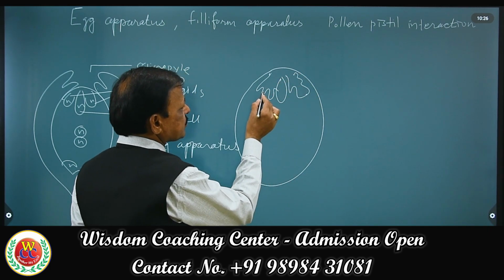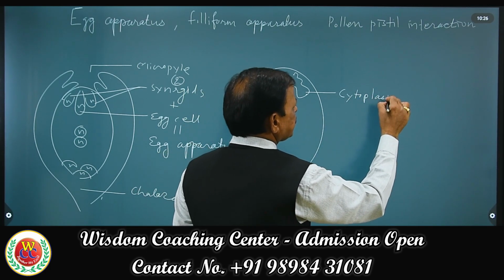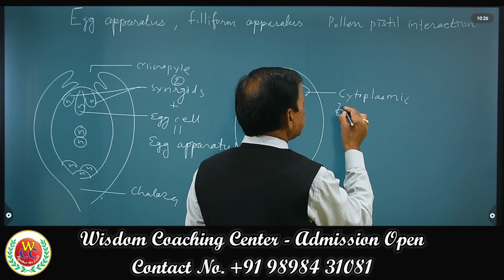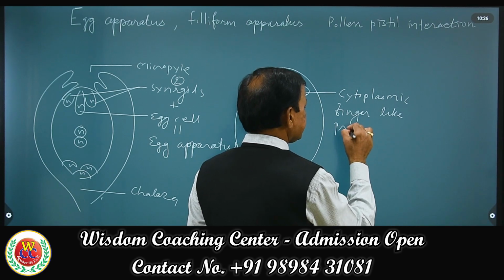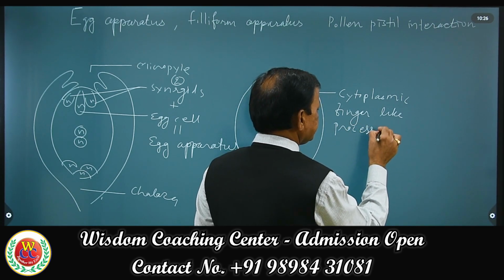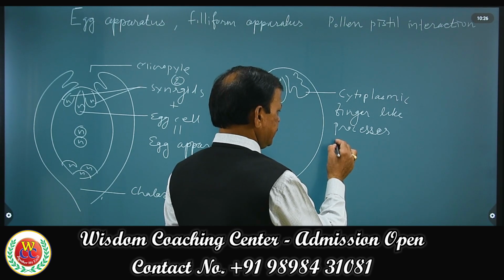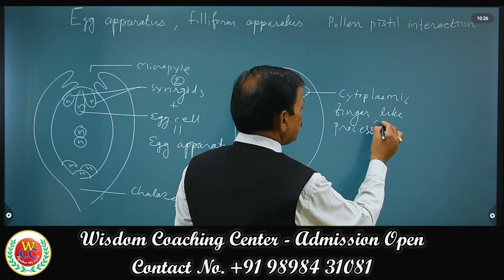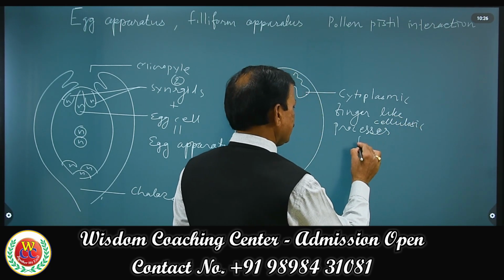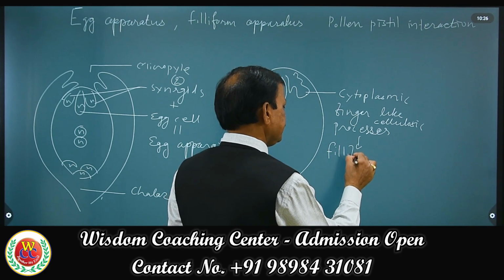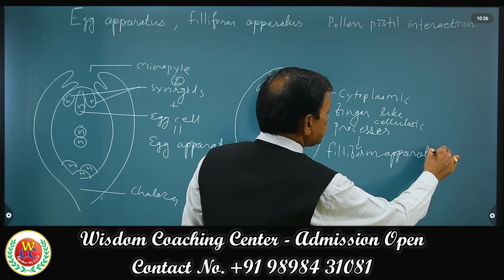these are the two synergids with these cytoplasmic processes. These cytoplasmic finger-like cellulosic processes are called the filiform apparatus. Filiform apparatus. What is the function of this filiform apparatus?